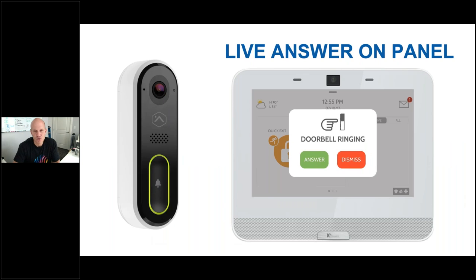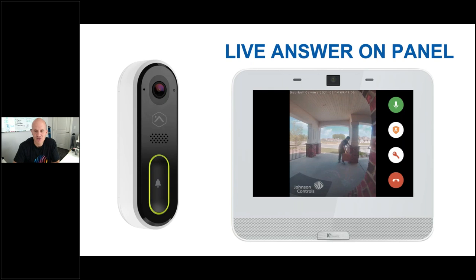All right, one of the really cool things we can do is what we call live answer. This gives us the ability to view the video doorbell directly on the panel screen. You get the pop-up notification that you can answer that doorbell. You can talk back and forth right from the panel. You can unlock the door. You can disarm the security system, all directly from this interface on the panel via the doorbell integration. And we support all the alarm.com doorbells, whether it's the SkyBell or the new V770. They're all supported on IQ Panel 4 with this feature.